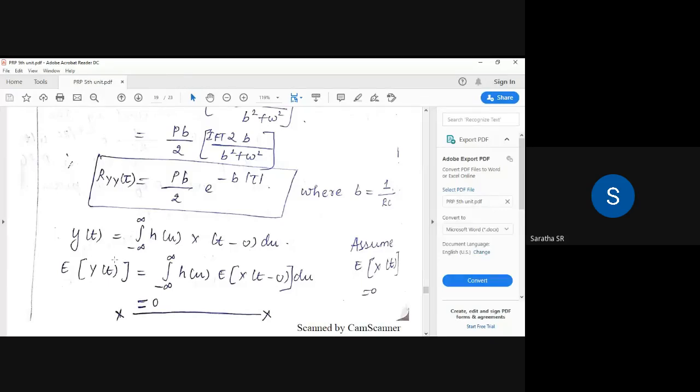And also they asked for the mean value for this. So you will find the mean value for the output function. First you will define the output function y of t equal to integral minus infinity to infinity h of u x of t minus u du. Then apply the expectation for this. Already it is given that the expectation of input is 0. So this becomes 0, which means E of y of t is also 0.